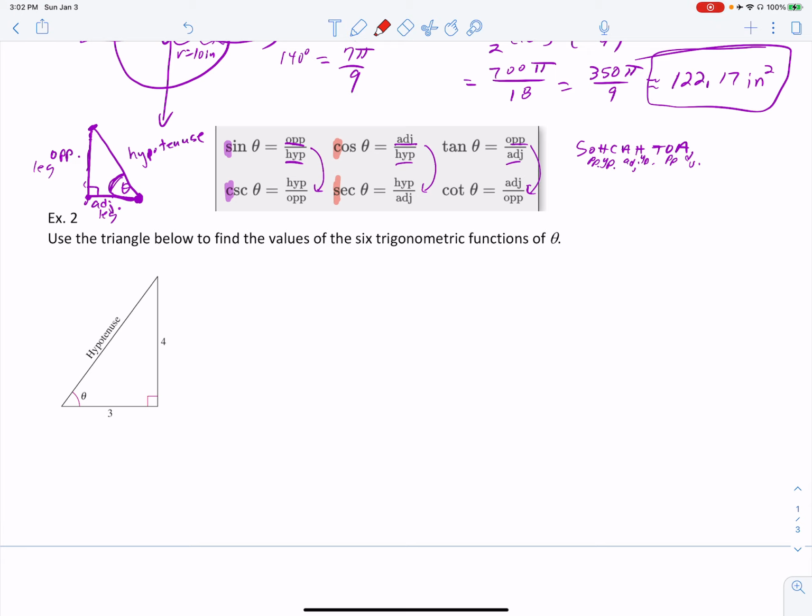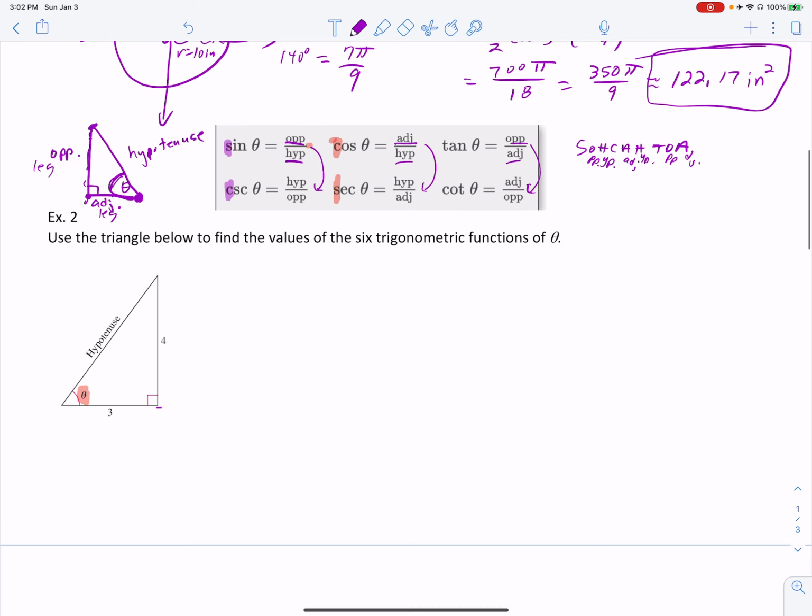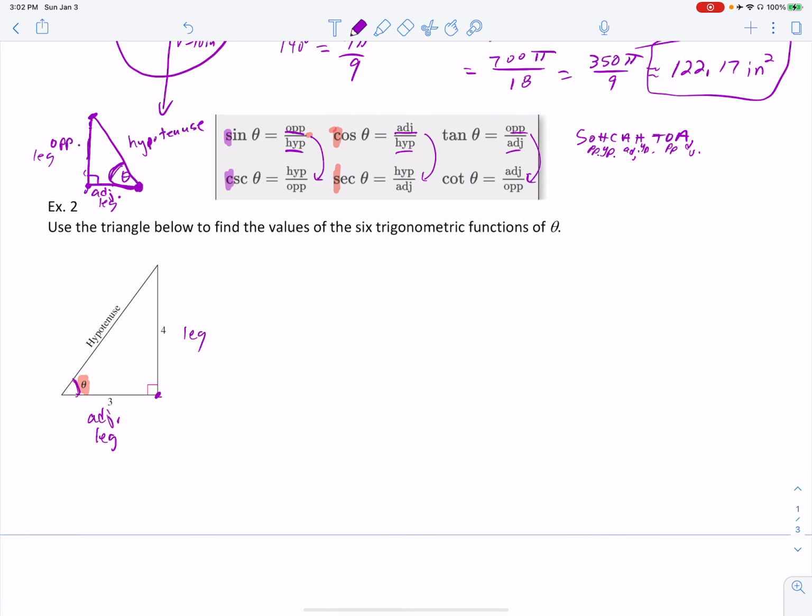So example 2, use the triangle below to find the values of the 6 trig functions of theta. So here we're talking about theta being the reference angle. And if theta is the reference angle, what comes off of the right angle are both legs. And the one that helps create the reference angle is the adjacent leg, while the side that neither of its endpoints help create the reference angle is going to be the opposite leg. And opposite the right angle is always, always, always that hypotenuse. So opposite that right angle is always the hypotenuse.